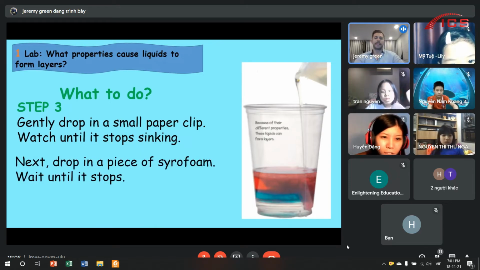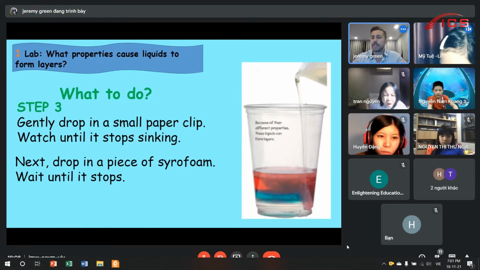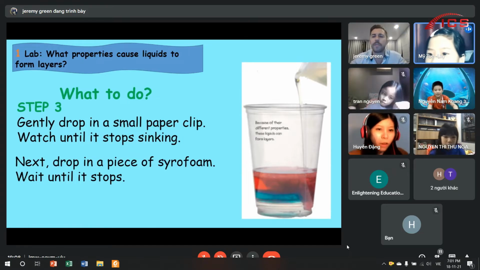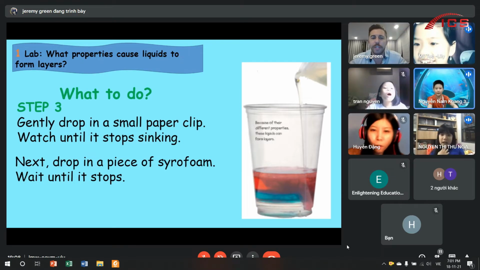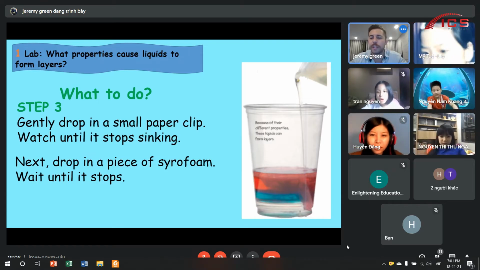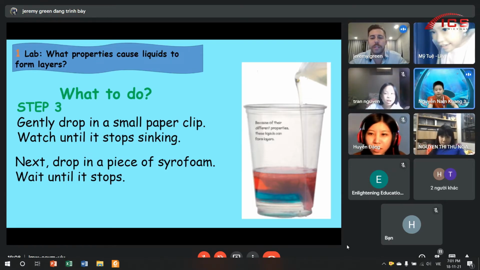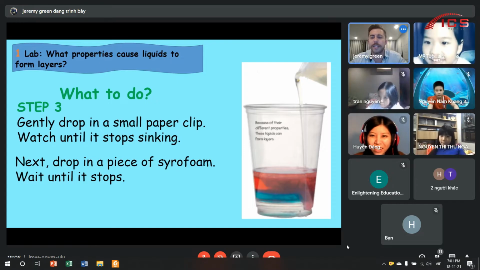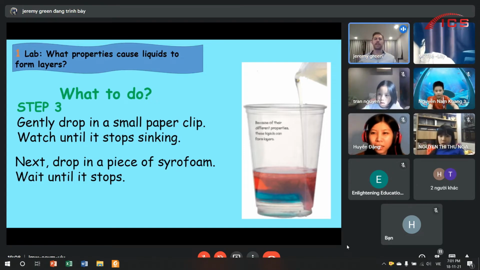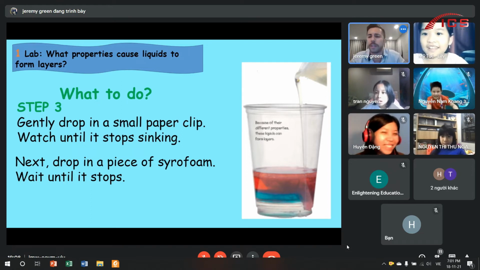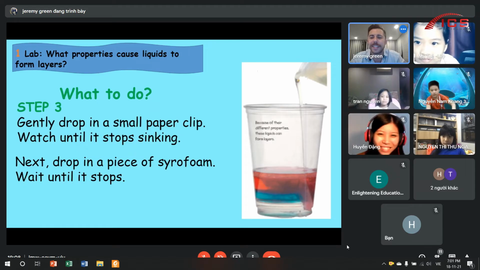Now, next, drop in a piece of styrofoam and wait until it stops. Do you know styrofoam, everyone? Where will the styrofoam be? Shallow. Yes, styrofoam will be shallow. I don't think styrofoam can even go into water. It's on top of the water. Styrofoam is used to make things float. So we say it's going to be shallow.